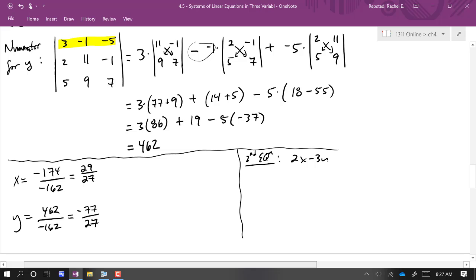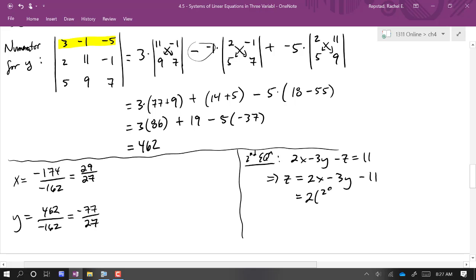2x minus 3y minus z equals 11. And I'm picking the second equation because I think it'll just make it simpler. So if I add z to both sides and subtract 11, we get z equals 2x minus 3y minus 11. So now I'll just plug in the values I have and throw them in the calculator.